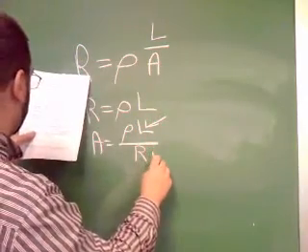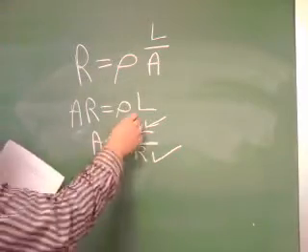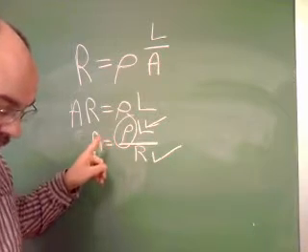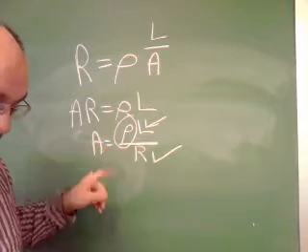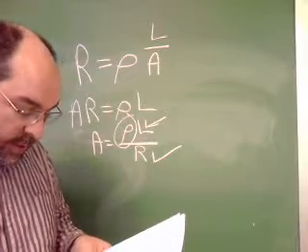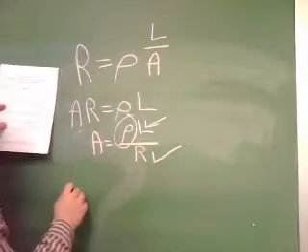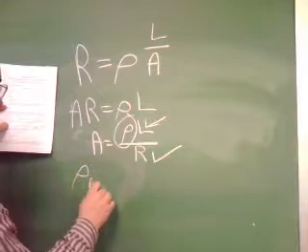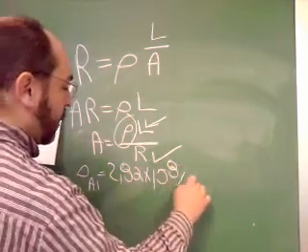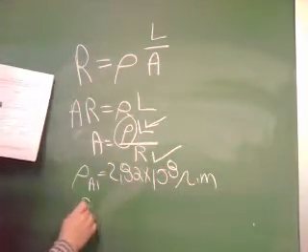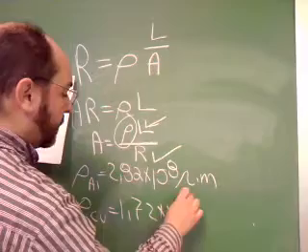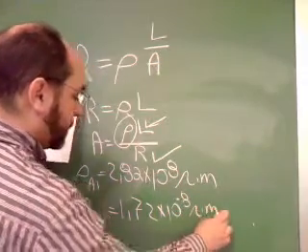They have the same resistance. So the only distinction, the one with the larger resistivity will have the larger diameter because it has the larger area. So the resistivity values, I would look those up. Resistivity of aluminum is 2.82 times 10 to the negative 8th ohm meters. Resistivity of copper is 1.72 times 10 to the negative 8th ohm meters.